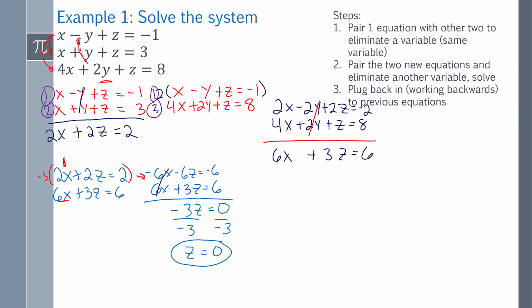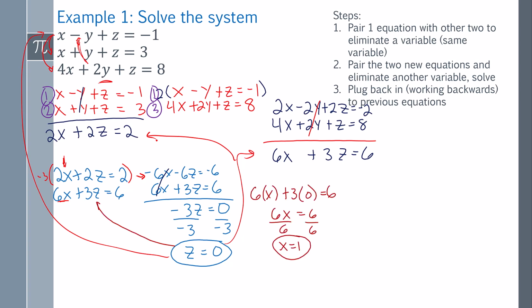So now what we want to do is plug it back in, working backwards. And the reason I'm saying working backwards is if I plug that z all the way into the very beginning, I still have two variables left. That doesn't help me. But if I plug the z into one of these equations here, I only have one variable, so I can solve for it. It doesn't matter which equation you plug it into. In this case, I'm going to plug it into the 6x plus 3z. So I plugged in 0 for z. We're solving for x. 6x plus 0 is just 6x.